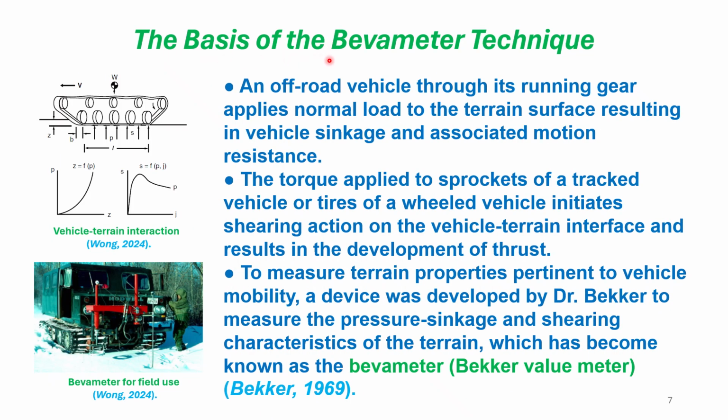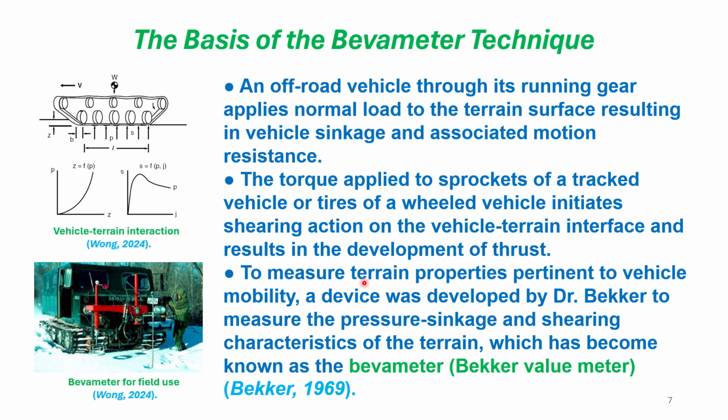The basis of the Bevameter technique. An off-road vehicle, such as a track vehicle shown in this diagram, through its running gear, applies normal load to the terrain surface, resulting in sinkage and associated motion resistance. The torque applied to sprockets of a track vehicle or tires of a wheeled vehicle initiates shearing action on the vehicle-terrain interface and results in the development of thrust.